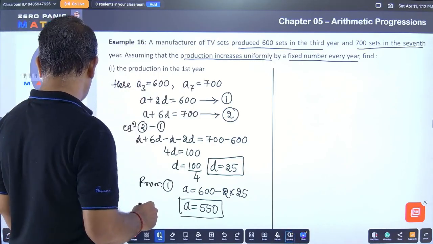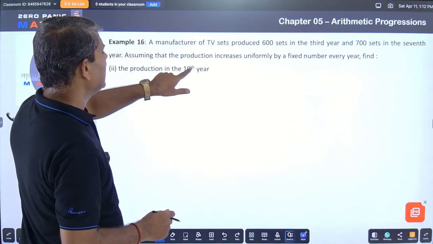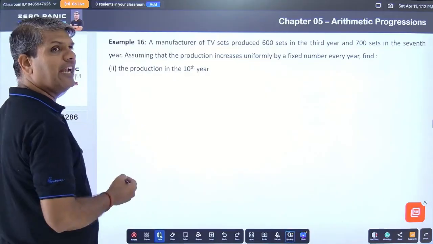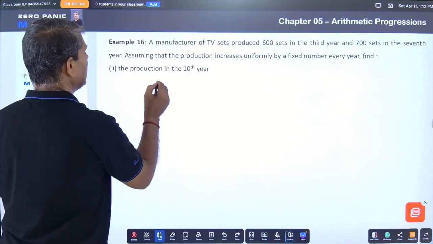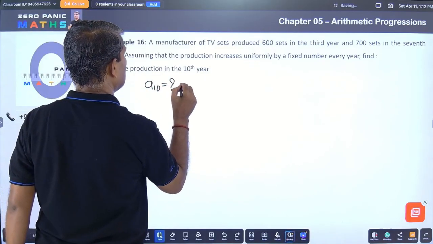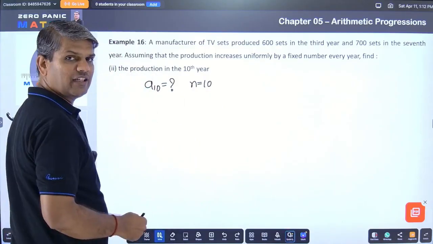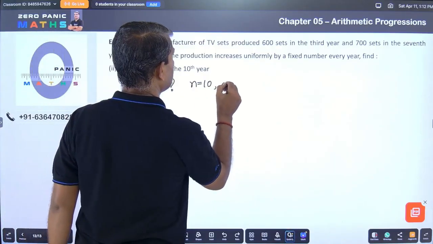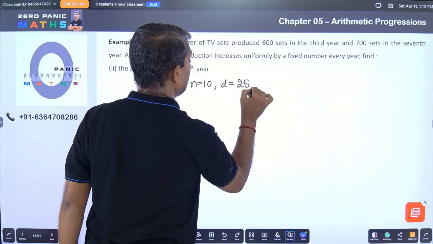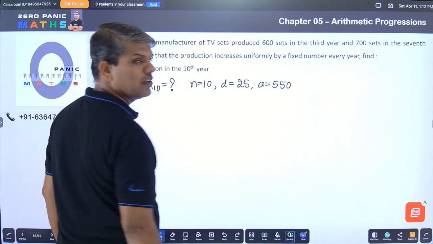Let us move to the next. It is the same 16th problem, but here we want the production in the 10th year. The 10th year production is actually A10, right? Production in the 10th year, A10, is what is required. So n is equal to 10, because they want A10. And we know that d is 25 and A is 550.